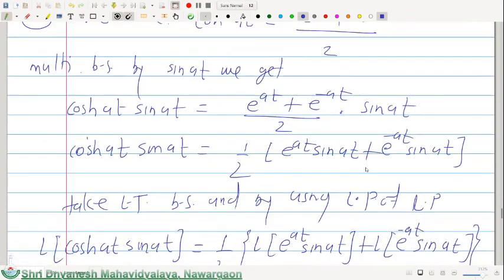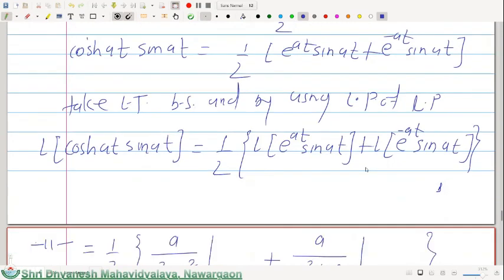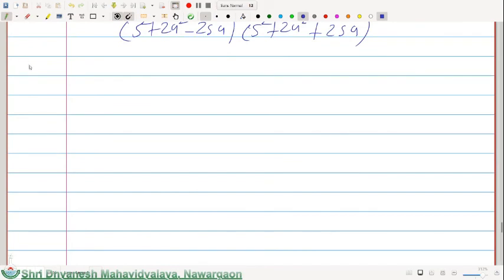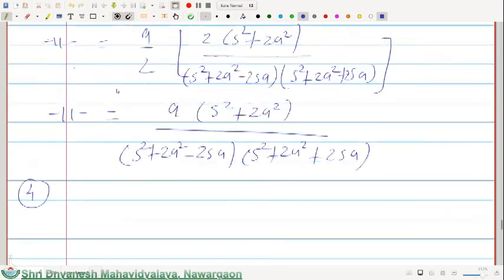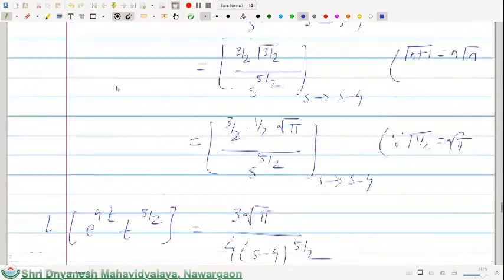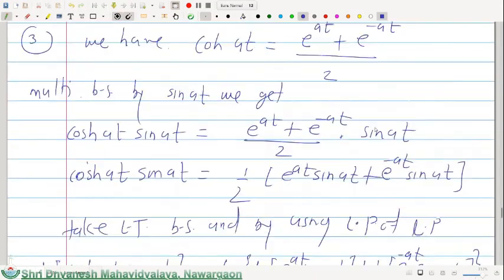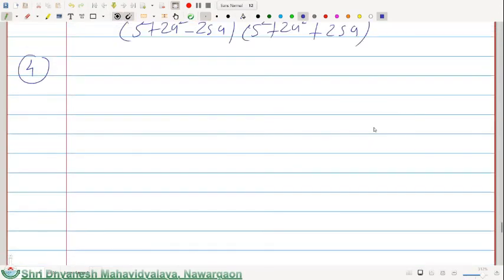So we move to the next example, number 4. And what is the example? Twice e to the power t sin 4t cos 2t. Okay, we will use the formula for 2 sin 4t cos 2t and then use the shifting property there. Okay, so we write that formula first.